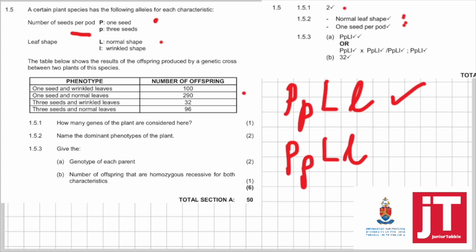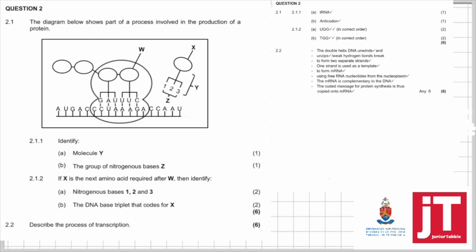And then 1.5.3(b), the number of offspring that are homozygous recessive for both characteristics. So that's 3 seeds and wrinkle shape, and that is 32. Okay, not that bad. Right, let's go to question 2. 2.1. The diagram below shows parts of a process involved in the production of a protein. 2.1. Identify molecule Y. Here's molecule Y. Molecule Y has attached to it an amino acid, so that can only be the tRNA.